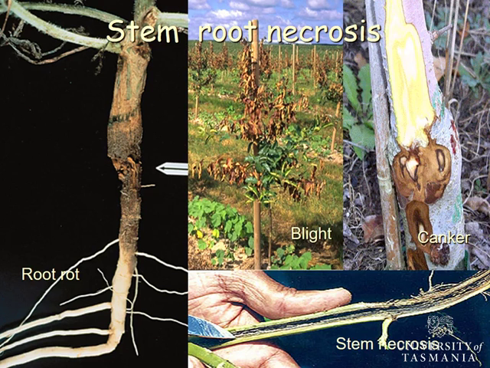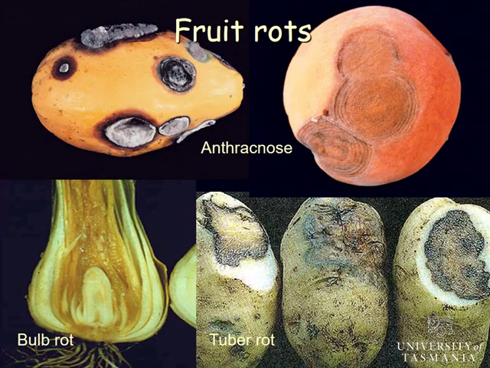Usually that's actually a girdling of that stem, so you've actually got probably a lesion a bit like this in the stem here, and then that cuts off all the vascular system to the rest of the stem and it dies. And you can get necrosis in fruits and things.